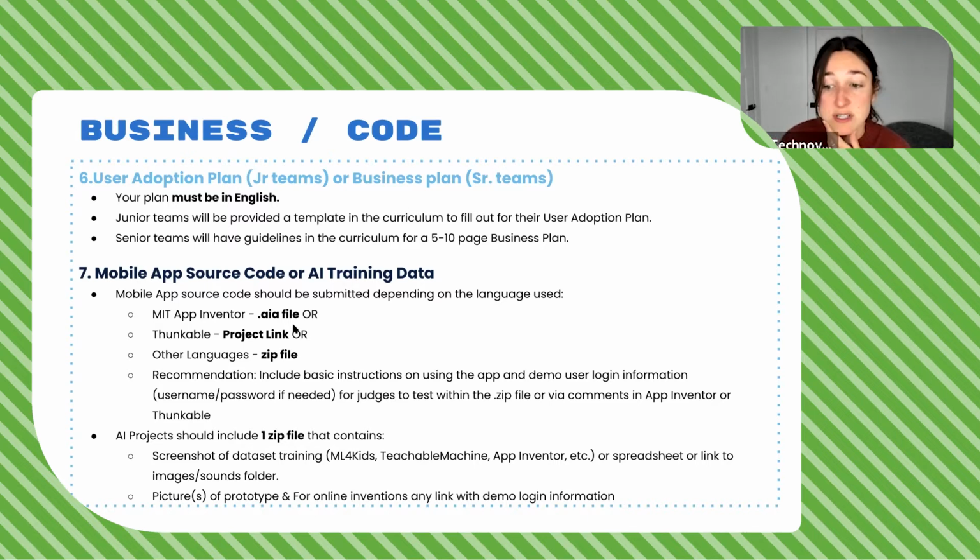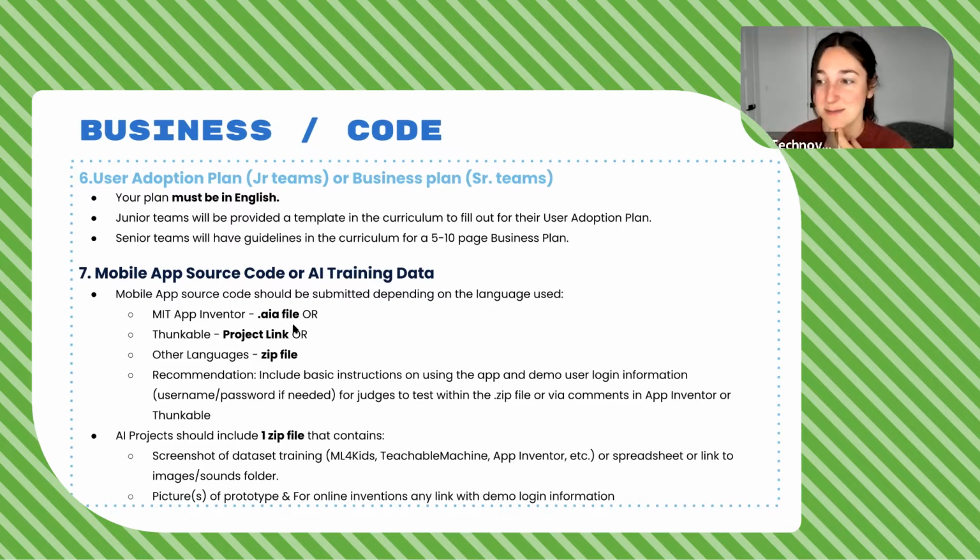And for AI projects, it's going to be a zip file that you're submitting. It could be screenshots of the data set you're using. It could be a spreadsheet or a link to the data or images and sounds folder that you might be using, and then pictures of the prototype. If there's online inventions, any link, and then again, same thing, just have that demo login information for judges to be able to access.